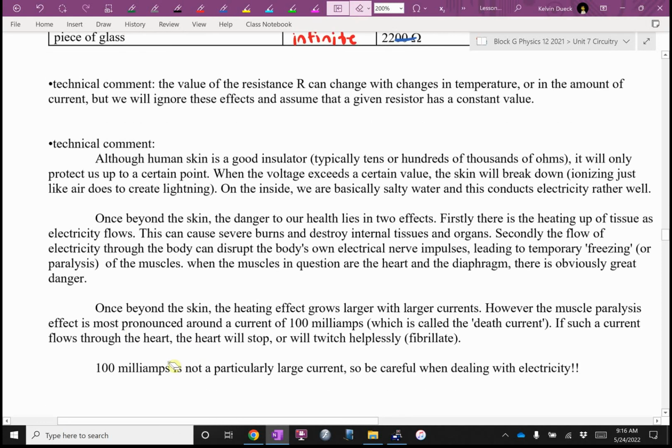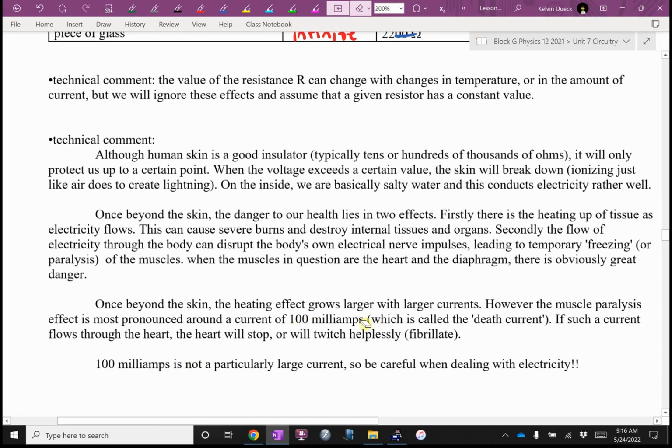So once beyond the skin, the heating effect grows larger with larger currents. You need a pretty big current to burn and electrocute yourself. But the current required to cause your heart to fibrillate is only about 100 milliamps, 0.1 of an amp. Not much. It's often nicknamed the death current. So be careful when dealing with electricity. That was a long story to say, don't muck around with electricity unless you really, really know what you're doing.